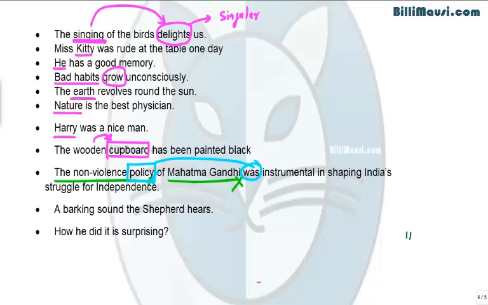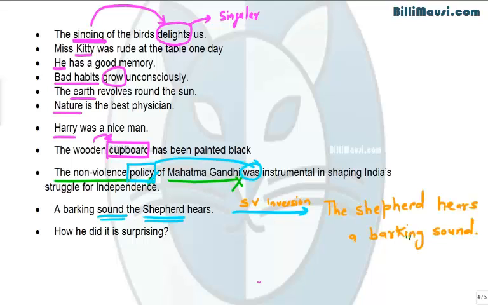A barking sound the shepherd hears. So what is the subject here? Is the subject sound or the shepherd? Well, this is a tricky one. In order to analyze this sentence, you need to do subject-verb inversion and rewrite this sentence as, the shepherd hears a barking sound. Now it is very easy to trace the correct subject. The subject is shepherd.